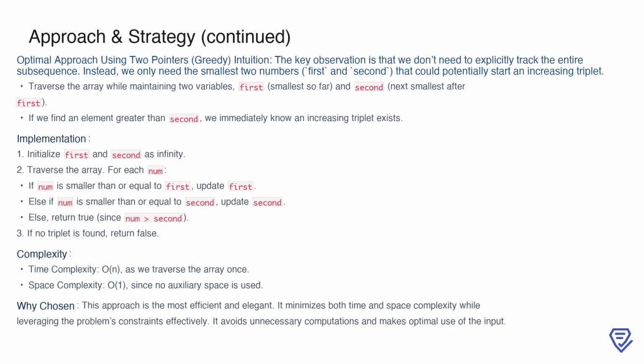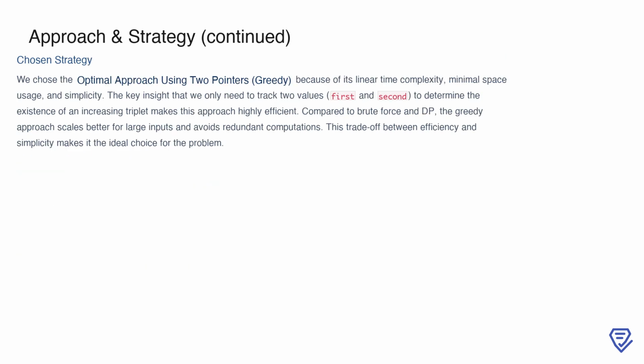of nested loops. However, it still requires O(n) additional space for the dp array, making it less efficient for very large inputs. While dynamic programming is a step forward, we can still do better with a more optimal greedy approach that minimizes both time and space complexity. The chosen solution is the optimal greedy approach using 2 pointers. This method stands out for its simplicity and efficiency.